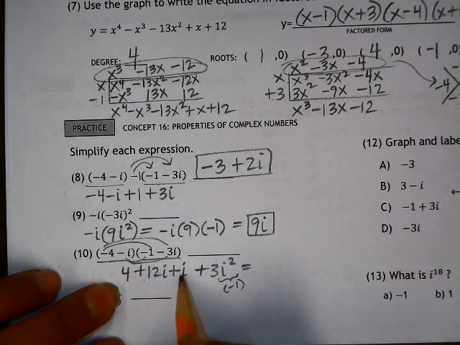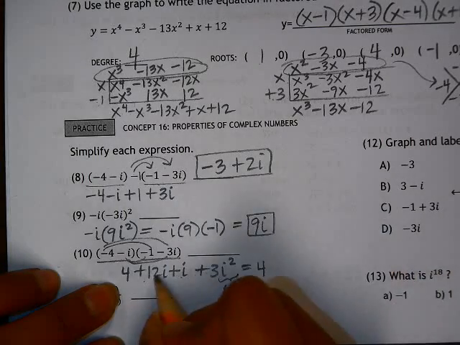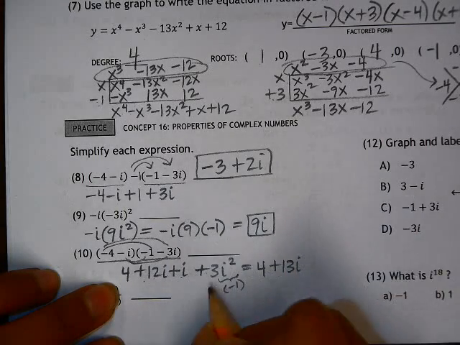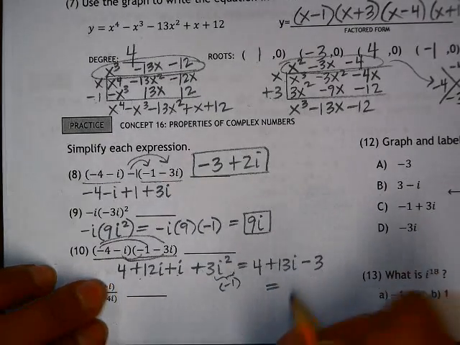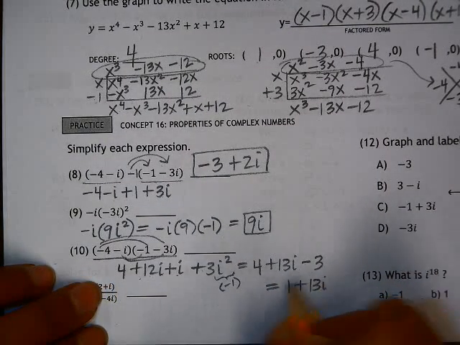And also we can combine like terms. So we have 4 plus 13i. 3 times -1 is -3. So combining like terms gives us +1 plus 13i.